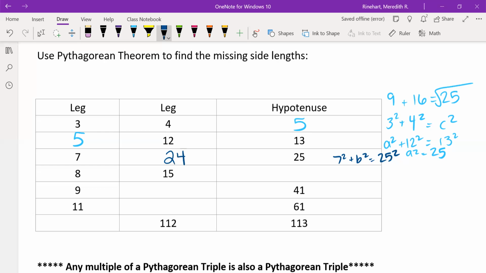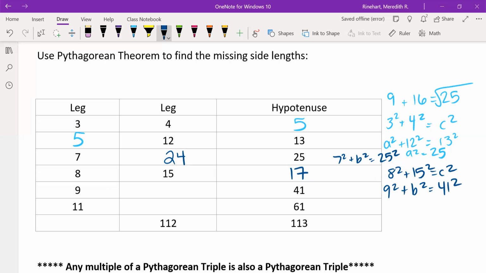Next up, we've got 8 squared plus 15 squared equals c squared, or our hypotenuse. 8 squared is 64, plus 15 squared is 225, which gives me 289. If we do the square root of 289, you get 17. So 8, 15, 17. Next up, we've got 9 squared plus b squared equals 41 squared.